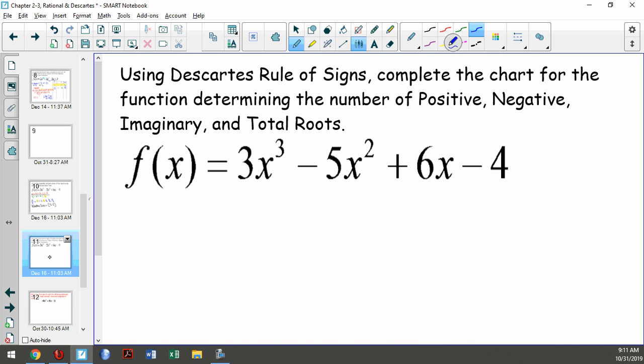Now, same function, but this time we're going to go ahead and do my Descartes rule of signs. So I need to do my positive roots. My positive roots, I'm going to count the sign changes in what?